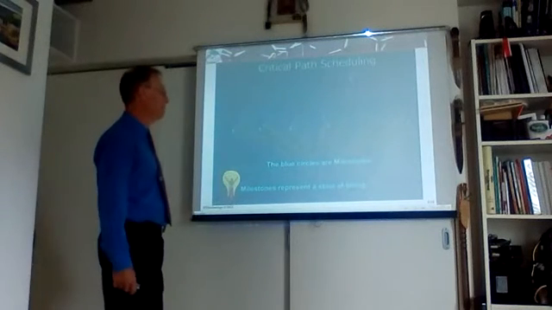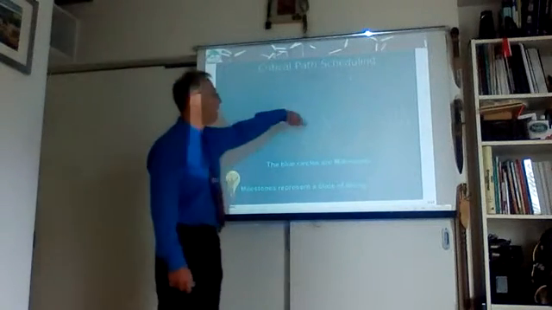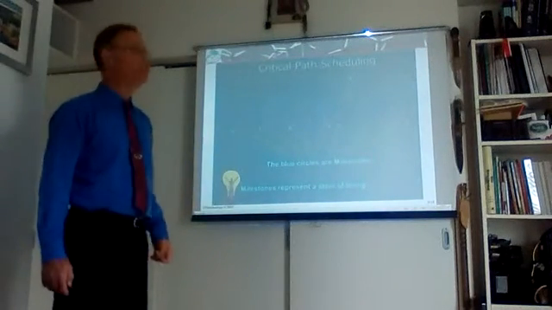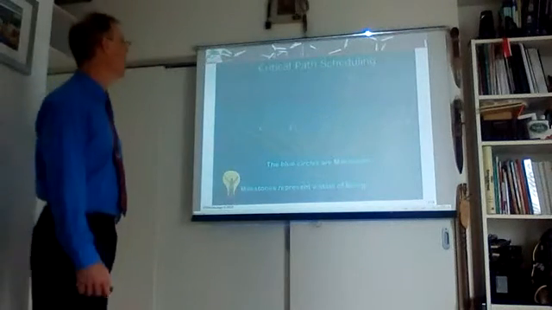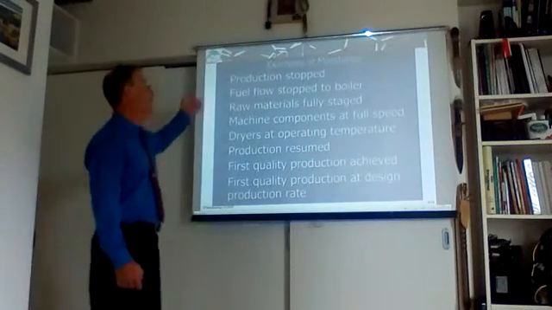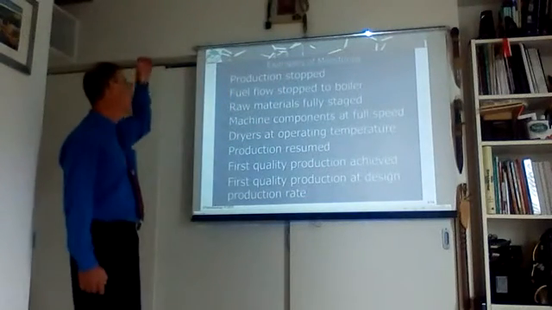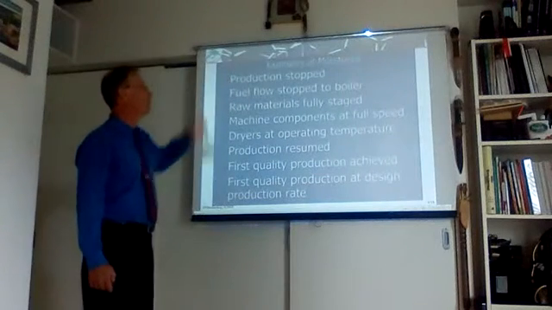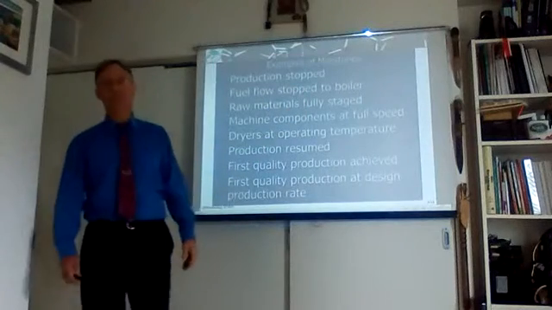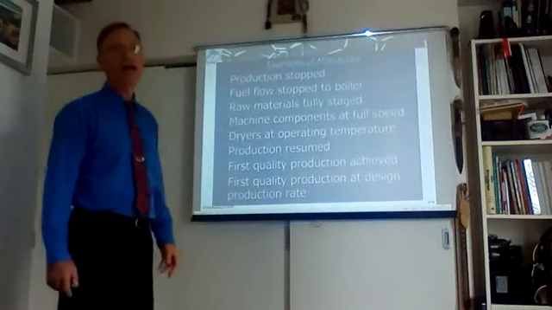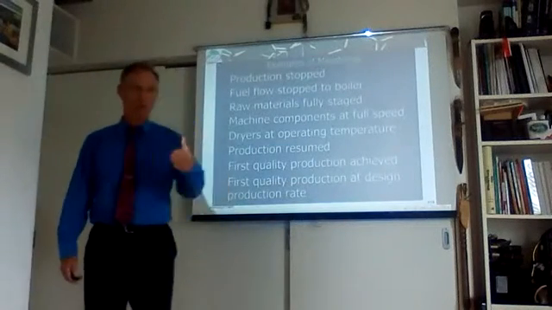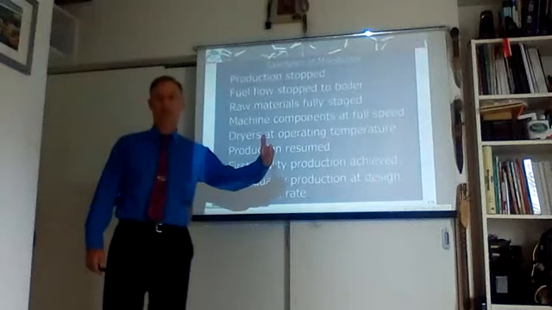The critical path is built of circles which are milestones. Those milestones are achievements that we achieved during the job. And the milestones can be a production stoppage, fuel flow stop into boilers, or material being supplied, or any reasonable milestone during the job, something that we want to achieve.